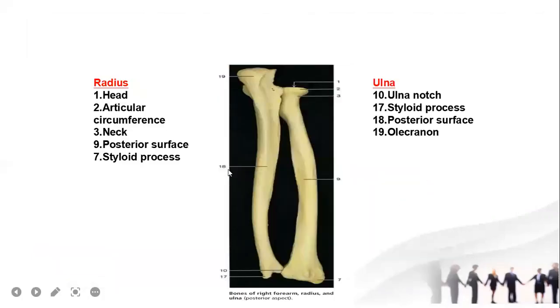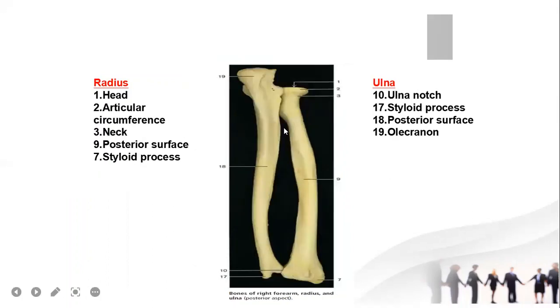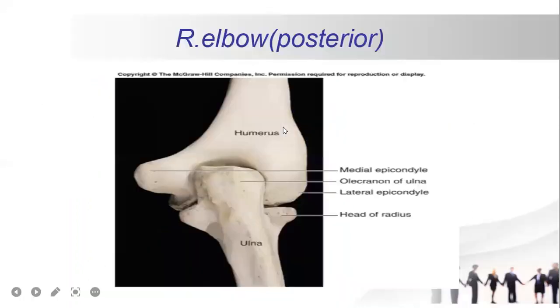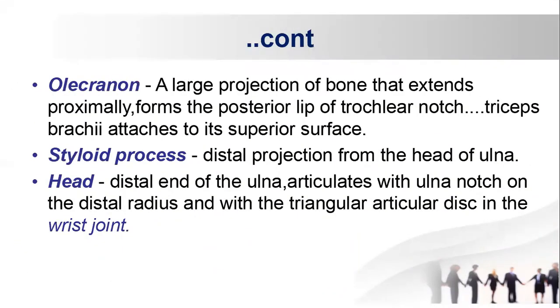Let's check on this. Let's check on number 12. Number 12, we have the coronoid process, which forms the anterior lip of the trochlear notch. Then we'll check on the olecranon, which forms the posterior lip of the trochlear notch. So let's proceed now. The olecranon is a large projection of bone that extends proximally and forms the posterior lip of the trochlear notch.